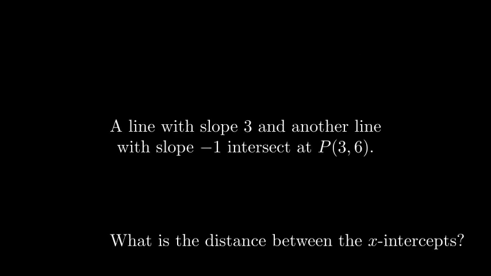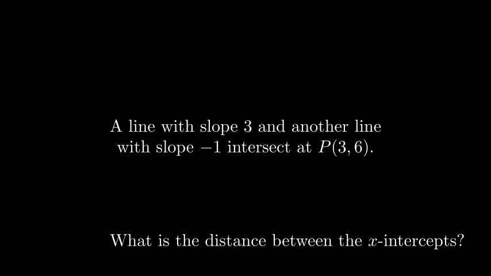So let's look at part B. A line with slope 3 and another line with slope -1 intersect at (3, 6). What is the distance between the x-intercepts? To solve this, we'll just find the two x-intercepts and then find the distance between them.